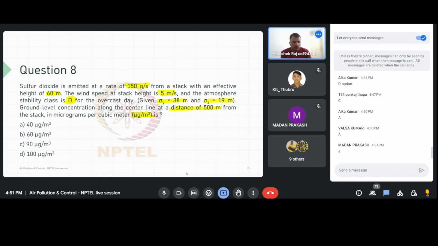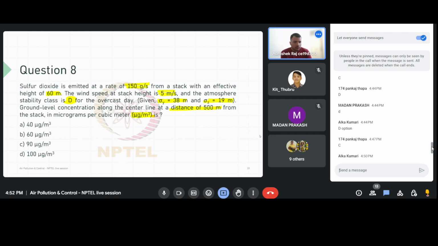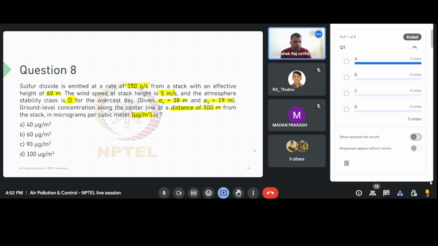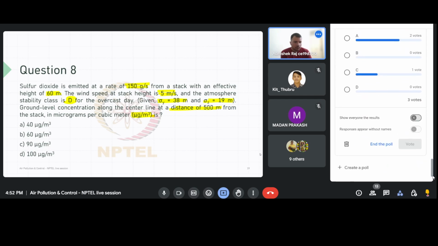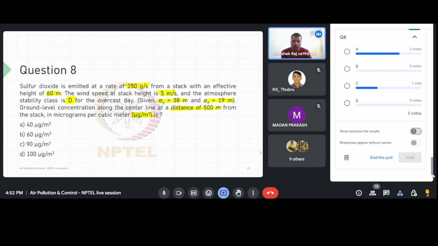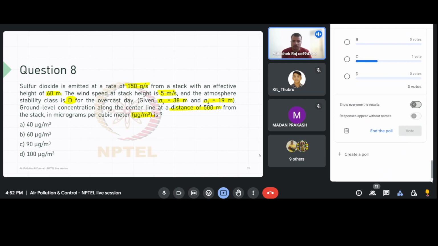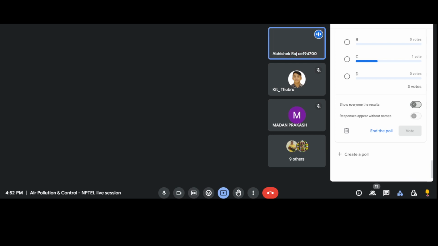Okay. So mostly people are saying option A, option B, and someone is saying C also. Okay. What about the polls? Some people are saying A, some people are saying C. Kind of a mixed response.